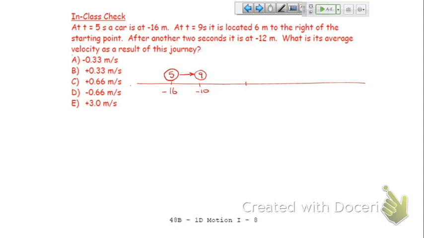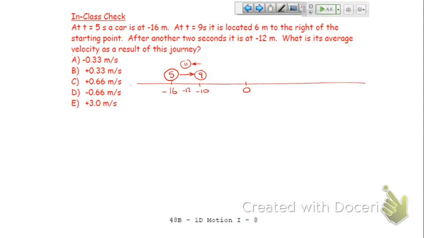And then after another 2 seconds, it's at minus 12. So here we have minus 12, and now I'm at 11. So I went like that. I don't care about the fact that I'm all bunched up to one side of the 0. I just don't care. Minus 16 goes to minus 10, goes to minus 12, and my clock goes from 5 to 9 to 11.